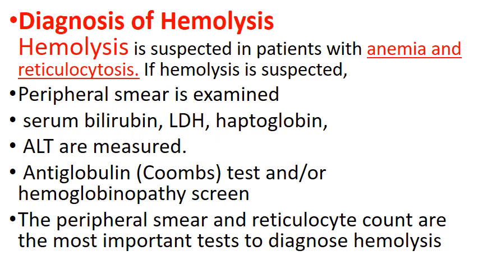The peripheral blood film and reticulocyte count are the most important tests to diagnose hemolysis, because in the peripheral blood film we will see nucleated red blood cells as well as reticulocytes, and the reticulocyte count will be done, which is the most important test to diagnose and confirm hemolysis.